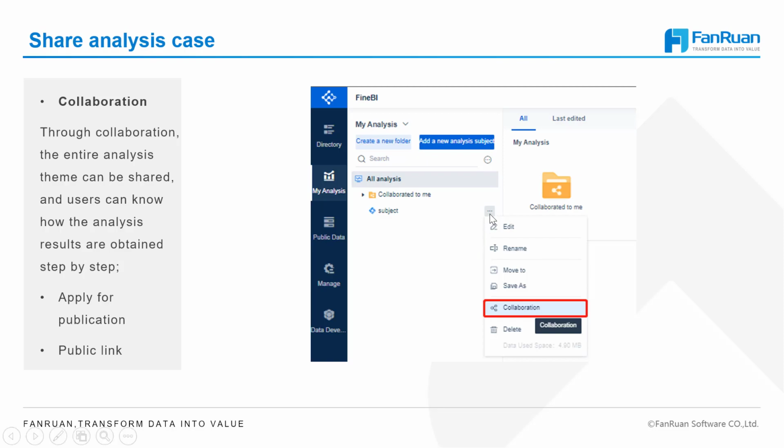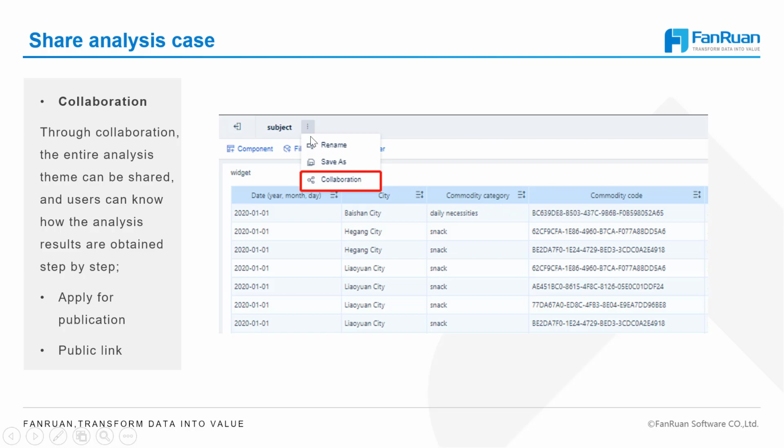By clicking on the three dots to the right of the analysis subject, you can see the collaboration option. Or when editing the analysis subject, you can click the three dots to the right of the analysis subject title in the top left corner, where you can also see the collaboration button.